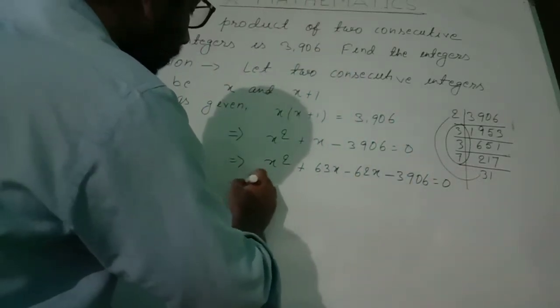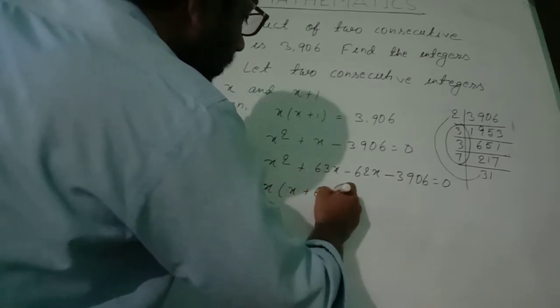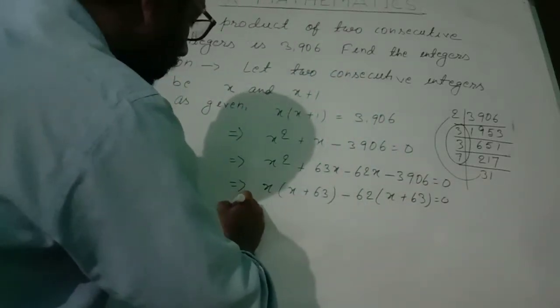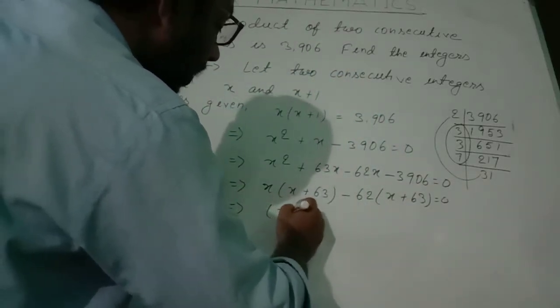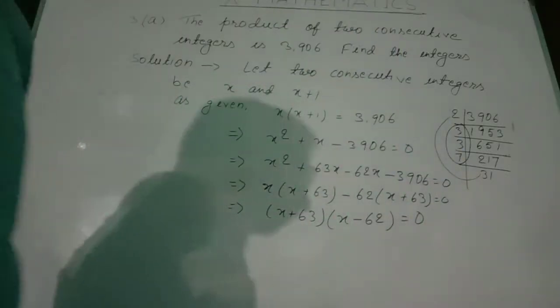3906 equal to 0. Now we take common x plus 63 minus 62 x plus 63 equal to 0. So the common factor is x plus 63 and what is left, x minus 62, that is also equal to 0.